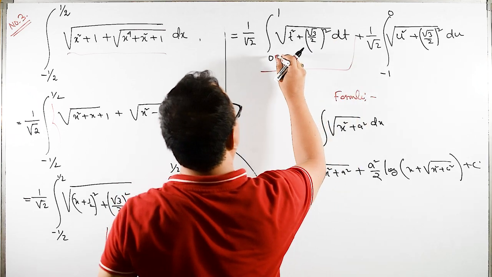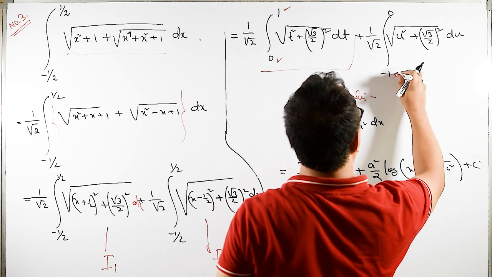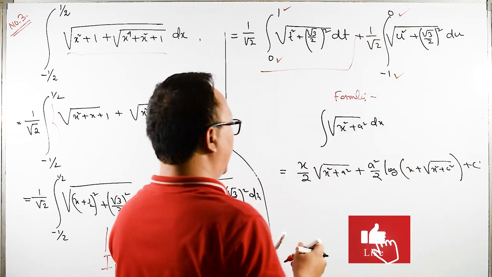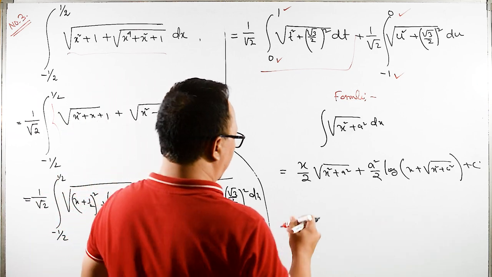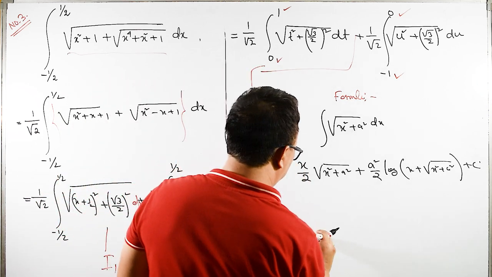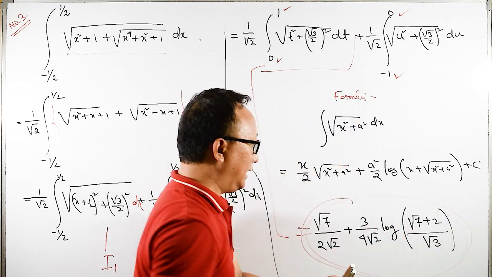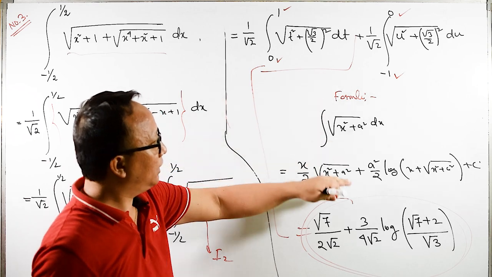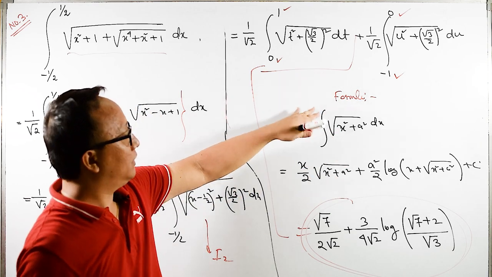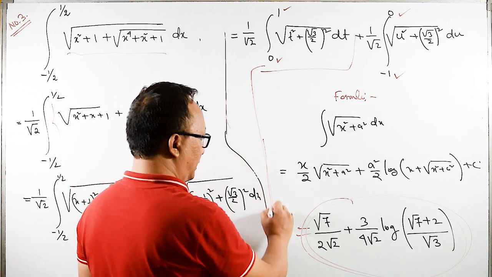Remember, you have the limit from 0 to 1 over here, and then for this integral we have the limit from minus 1 to 0. Apply this formula and you'll get the answer. This is somewhat lengthy, so I'm giving you homework over here. This is simple: just apply this formula and then substitute upper limit minus lower limit, and you'll get this.